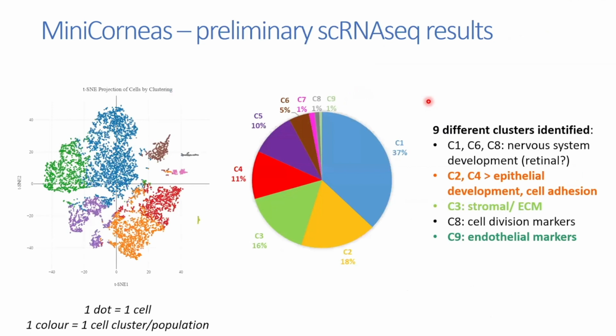I won't bother you too much with the details, but we have optimized it now, and we have actually quite some preliminary results. What this shows here on the left is a graph that plots all the cells that we analyzed. So these are, I think, from 10 organoids, so I had to pool them together. We can see all the cells here, so each dot is a cell. And then based on how similar these cells are to each other, you give them a color. And this represents a cluster, we call it usually, or a cell population.